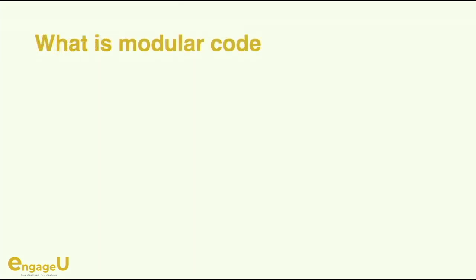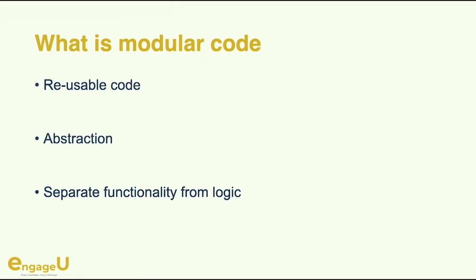So what is modular code? What do we mean when we say modular code? Well, first of all, it's code that is reusable. That's the main goal with modular code. It is code where you write something that can be used over and over and over again. And in order to get there, we need to look at how to abstract the code from the logic and from the business rules in the solution. And it's much about separating functionality from logic, right?